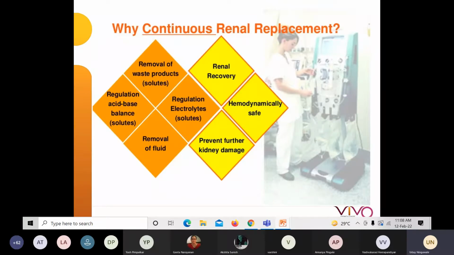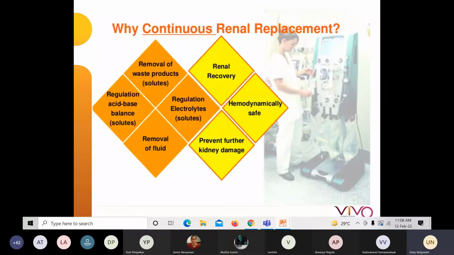If there is chronic kidney failure, the reversibility is very low. But in acute kidney failure, renal recovery is possible with prompt treatment of the kidney with dialysis. Also, it has to be hemodynamically safe and prevent further kidney damage. The hemodynamic safety is achieved with the help of this therapy.